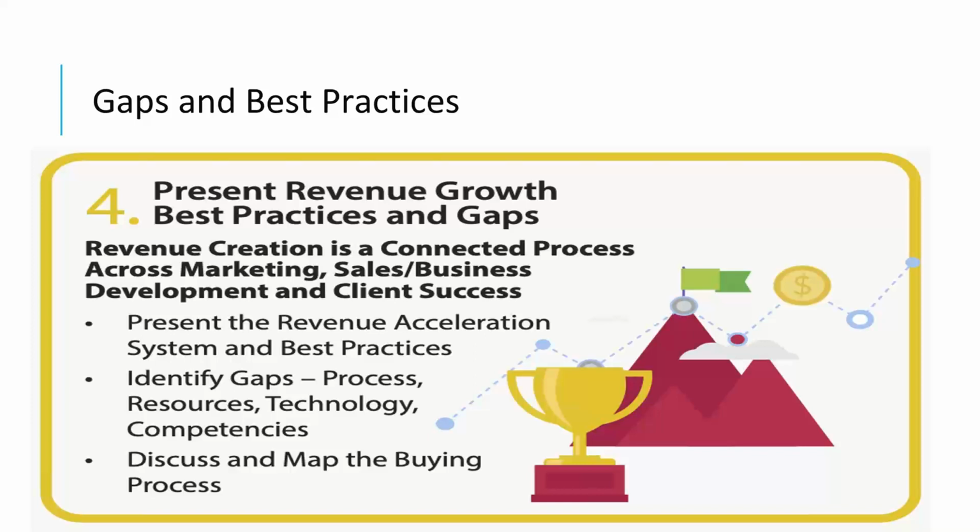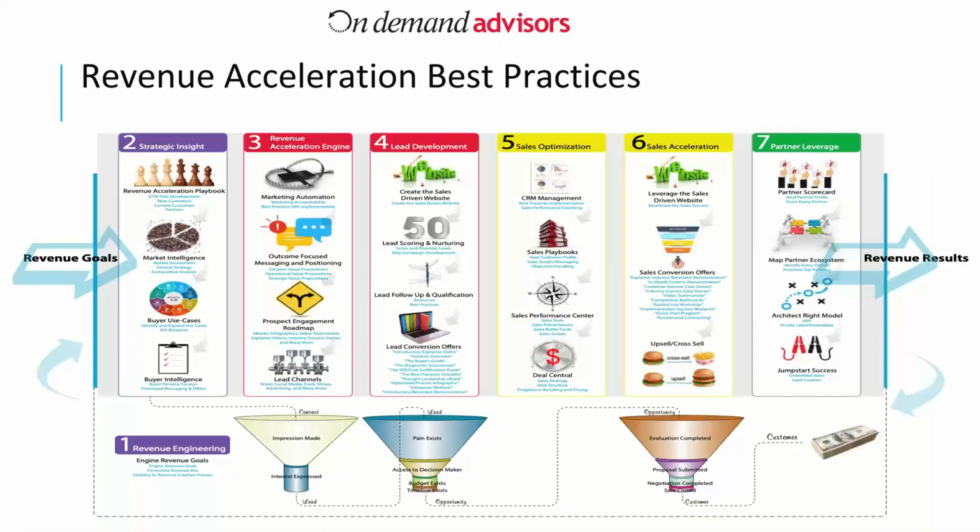And so we've created a revenue acceleration system, which I'm going to show you on the next slide, that embodies those best practices. And what we're really looking for is identifying any gaps that you have, either in the revenue creation process, lack of resources, lack of underpinning technology, and then maybe lack of competency. So what you're really looking for in this fourth area is understanding gaps. And then this is something you may have seen if you've been at our webinars before. You'll notice that there is a set of revenue acceleration best practices. So the purple is strategic. It's how do you engineer the revenue growth.